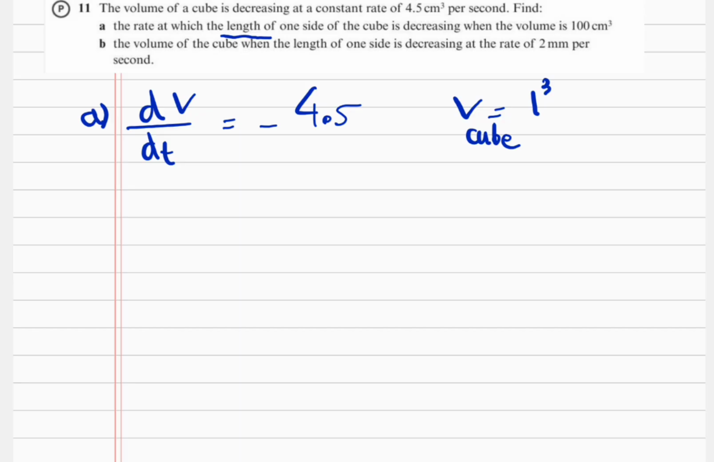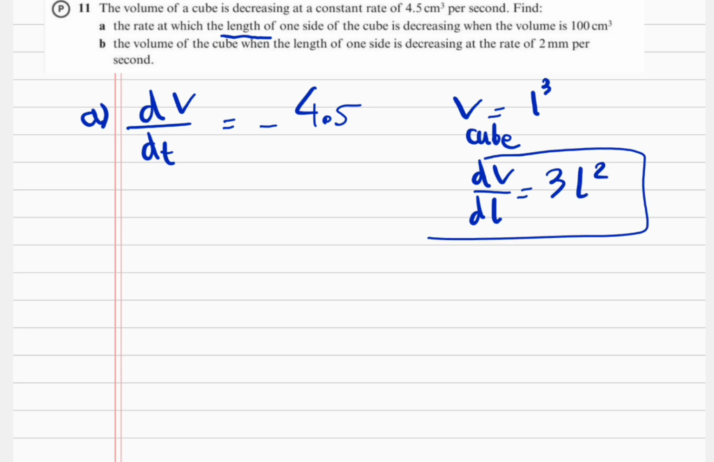So this is the volume of the cube. And since the volume of the cube is L cubed, now we can easily find dV/dL, right? Because it's going to be useful for part A. As you can see, part A is about the rate of change of the length, and also the question has given us the volume, so there should be a connection between the volume and length. So dV/dL is equal to 3L squared.